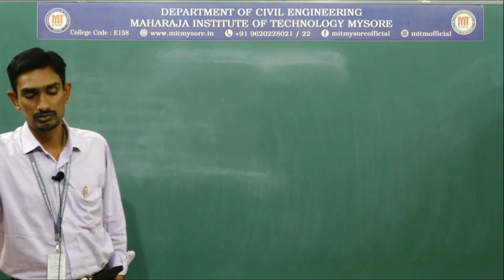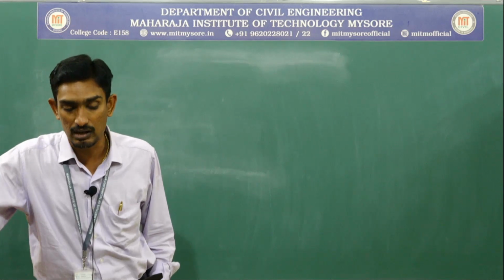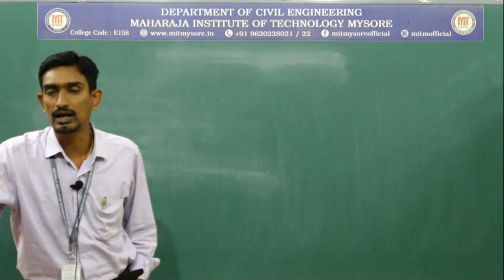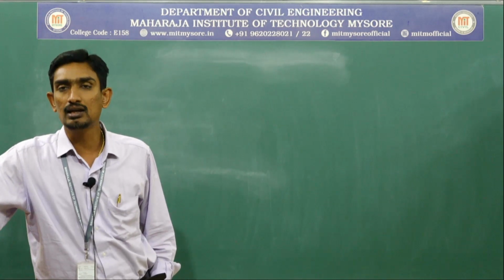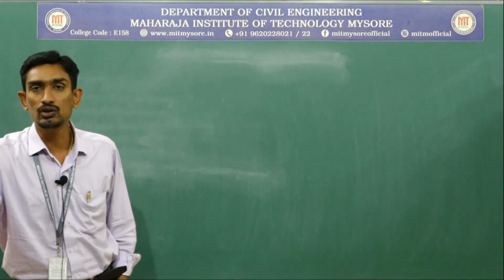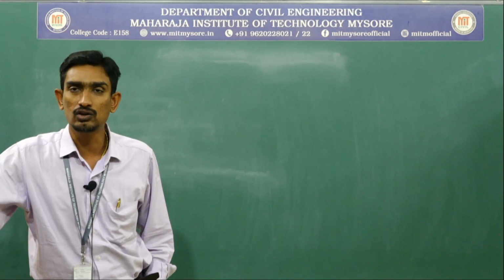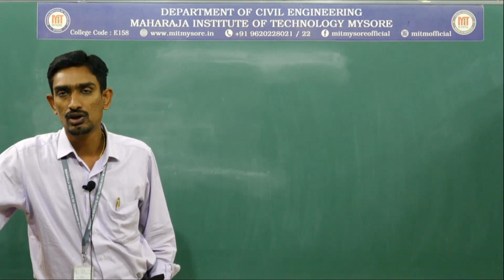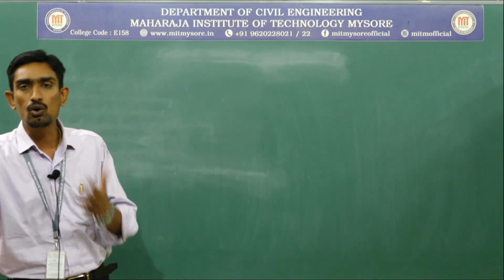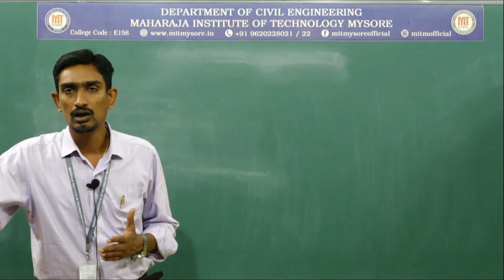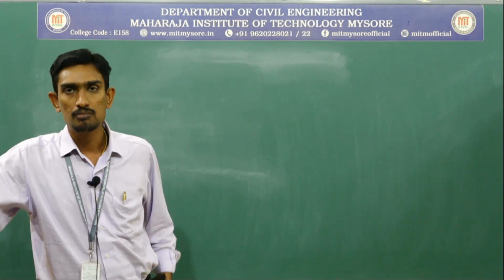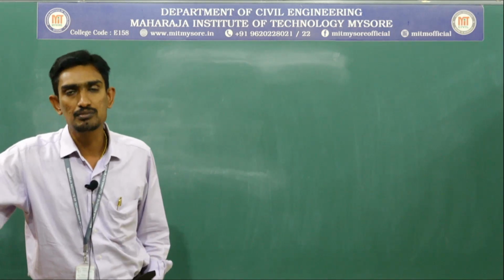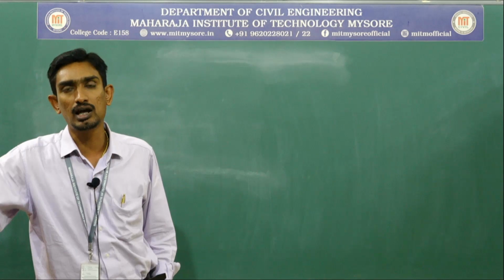Next, calcination. That is, burning of limestone is carried out in one of the following ways: through clamps, intermittent kilns or continuous kilns. Intermittent and continuous kilns are completely mechanized operations, and we can control the temperature while doing the burning process. But the clamp is a conventional method of burning the limestone.